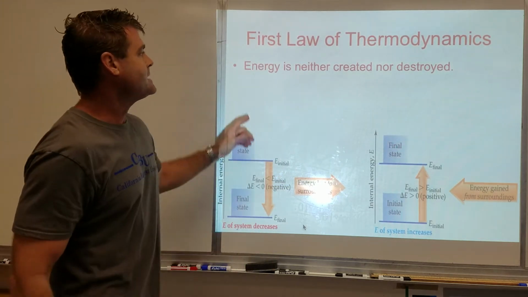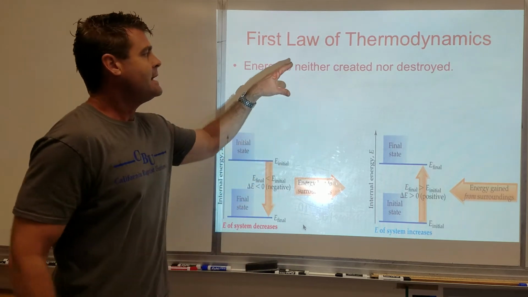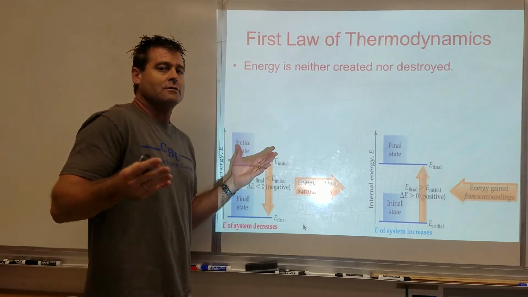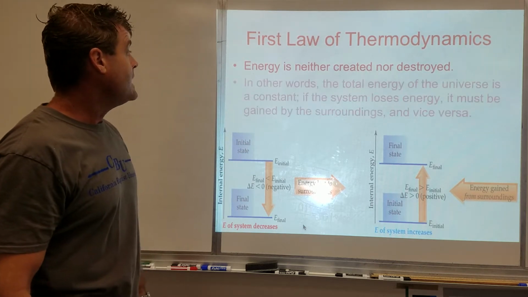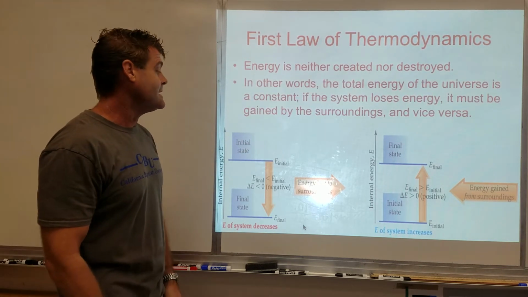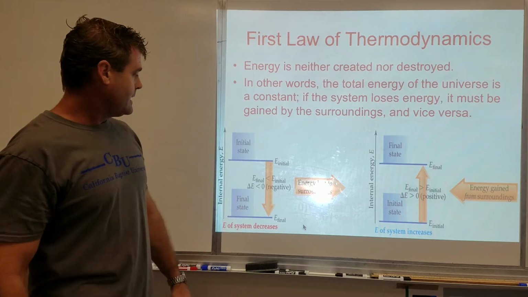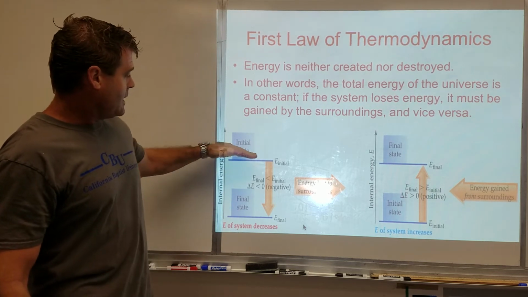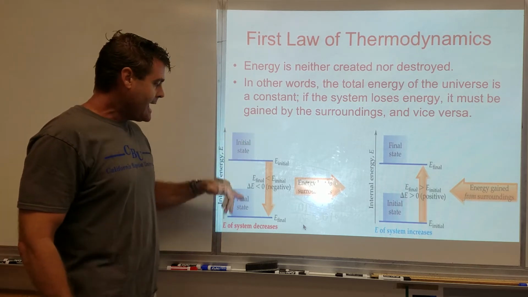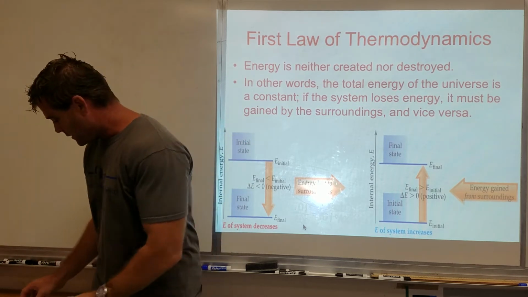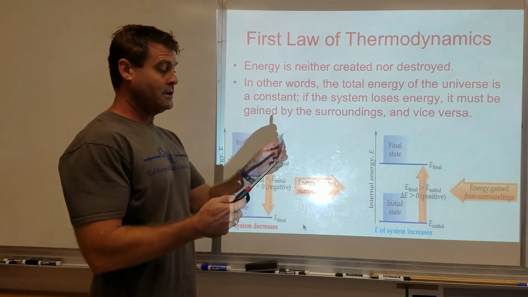First law of thermodynamics: energy is neither created nor destroyed. Notice a lot of this is not even highlighted, so you don't necessarily have to write it down, but it's your choice. In other words, the total energy of the universe is constant. So, for example, let's say we have the initial state. Let's say your reactants have a high potential energy, and then you're forming products, which have a low potential energy, kind of like this.